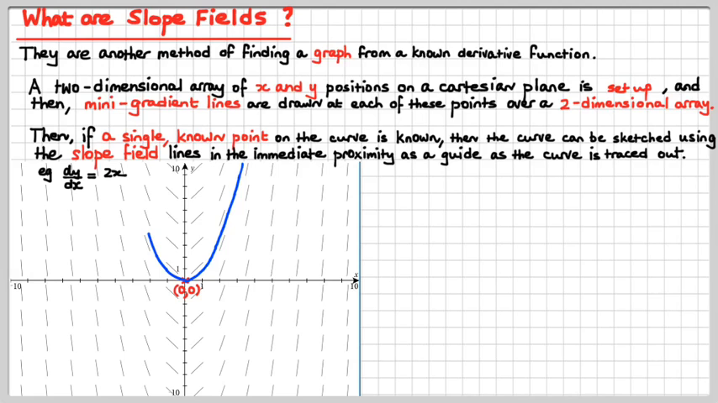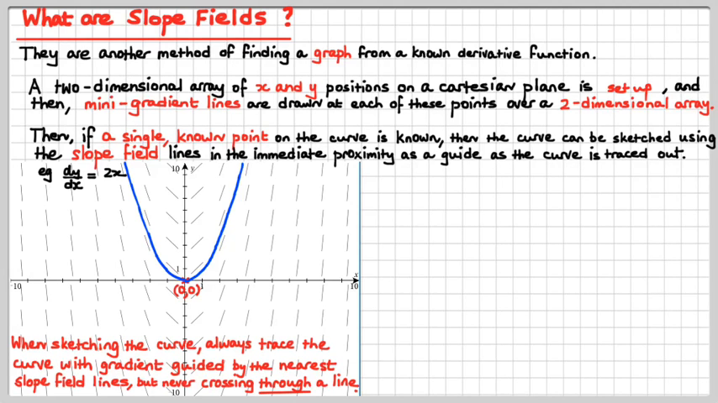See, running parallel to the slope lines, never running through one, don't cross through one. That looks pretty good, doesn't it? Yeah? Okay, now here, what have I said there? Sketching the curve, always trace the curve with gradient guided by the nearest slope field lines and never crossing through one line or intersecting going through one, yeah? Because that would indicate you're running at a different gradient from the nearest slope line.